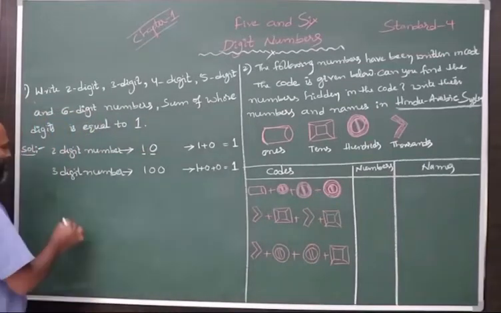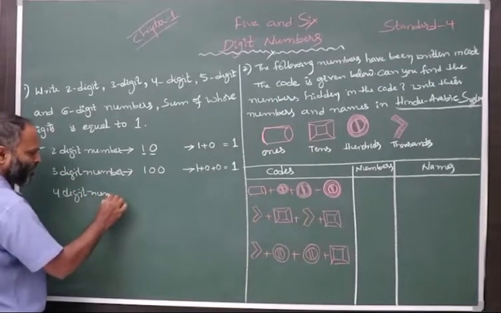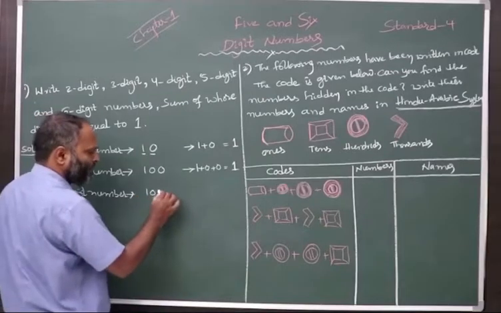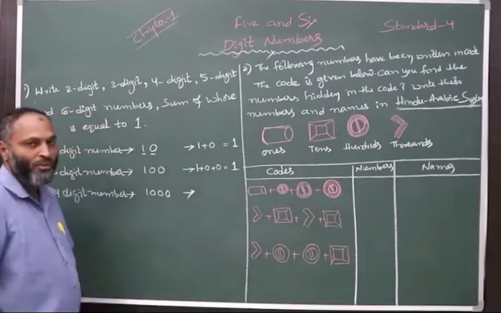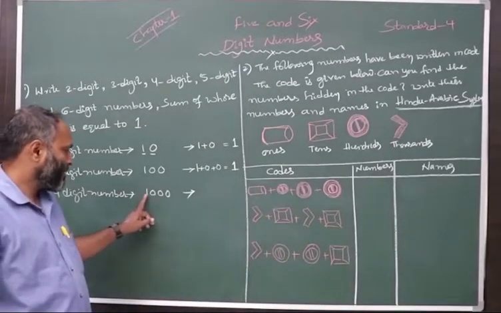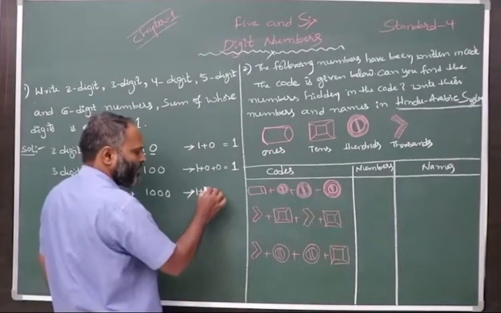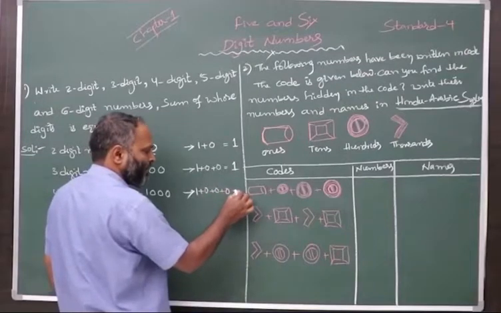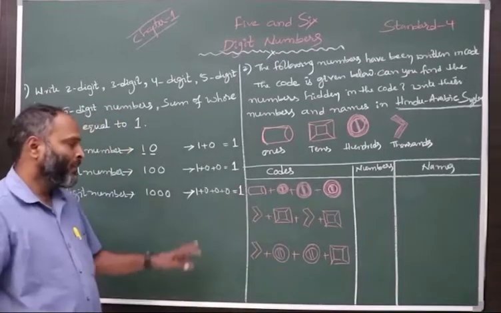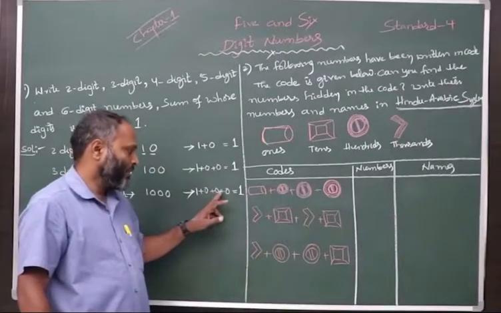In the same way, for a 4-digit number, I want to take 1000. If I add the digits, that is 1 plus 0 plus 0 plus 0. What is the answer? Again the answer is the same, that is 1.